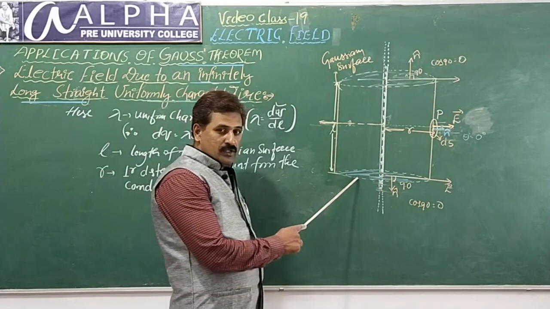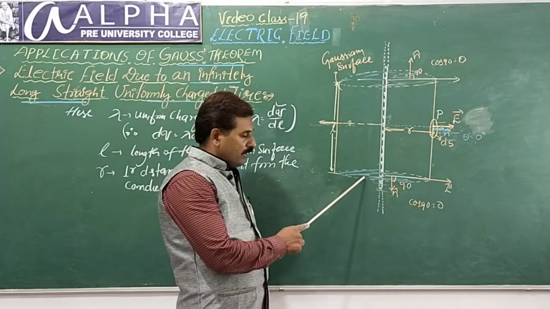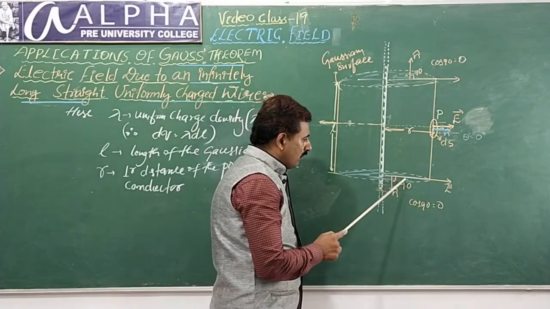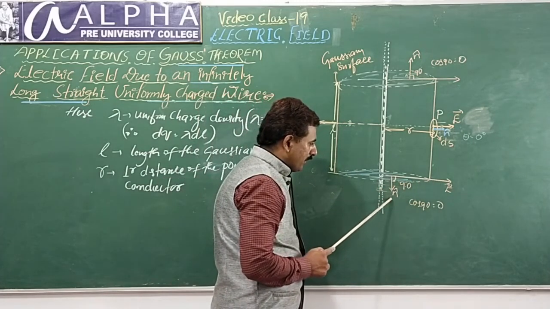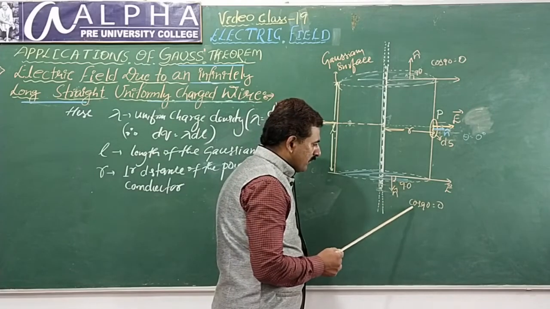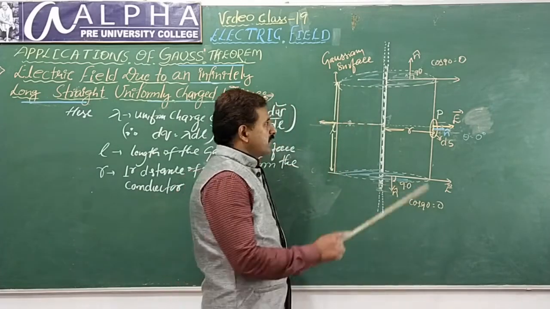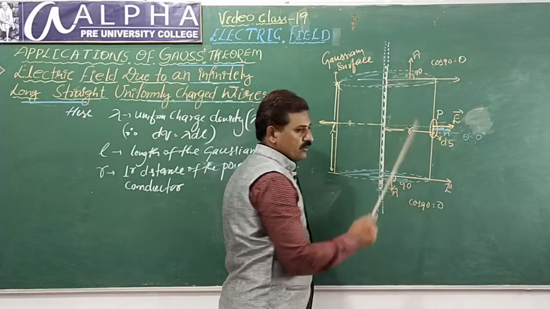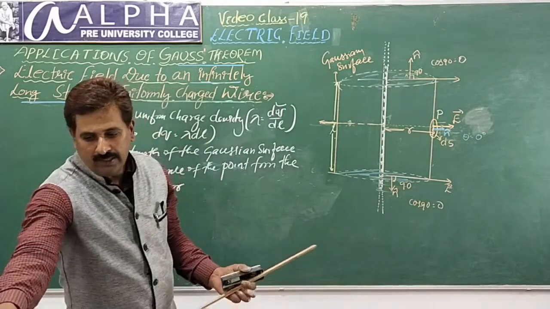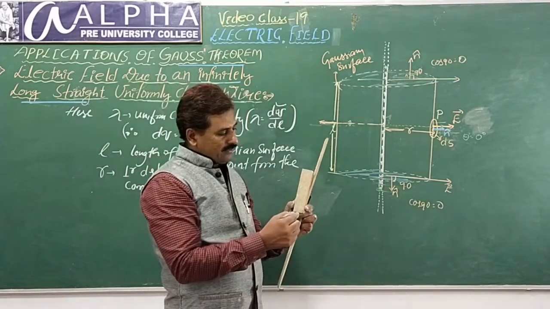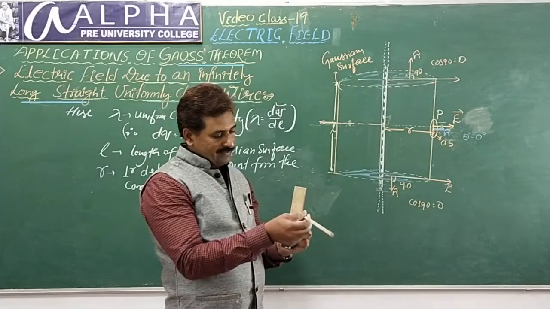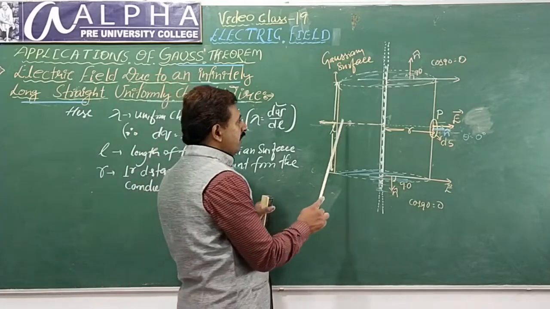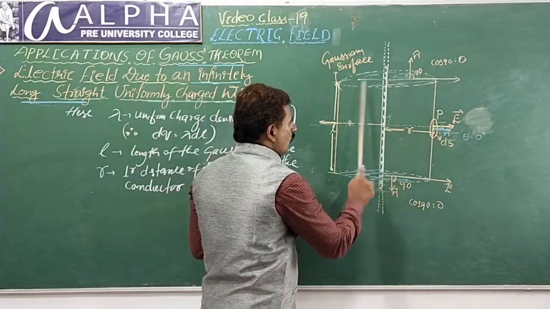There is no contribution for flux through the end faces, as electric field is along the end face, normal is perpendicular, angle is 90. What is cos 90? 0. Same is the story here. The electric field is along the end face and normal is perpendicular, right? Therefore, the electric field, look here, this is duster. Electric field is along this and normal is like this. What is the angle between them? 90. Cos 90? 0. However, the field is perpendicular to the curved surface.